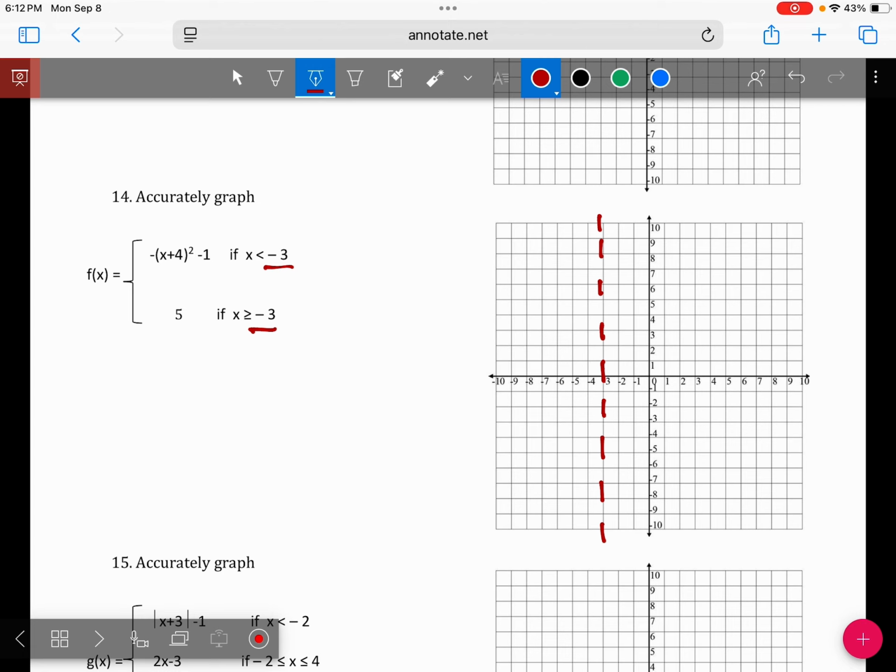Okay, so this first equation says we use this function if x is less than -3, which tells me that I'm going to graph this on this side. It cannot leave that side. It has to stay on that side of the yard.